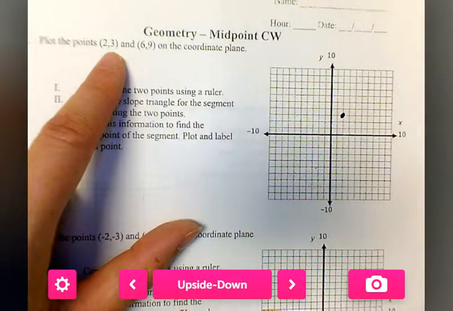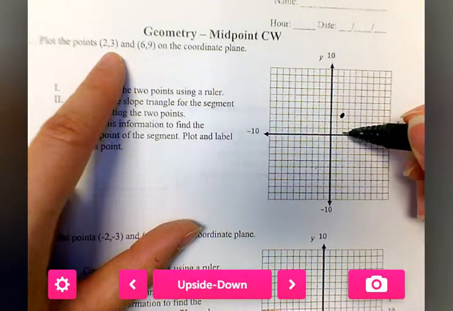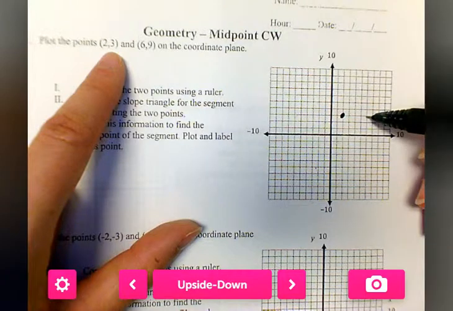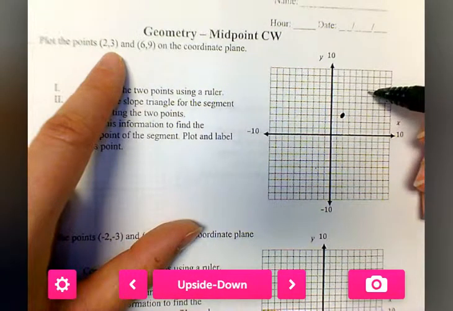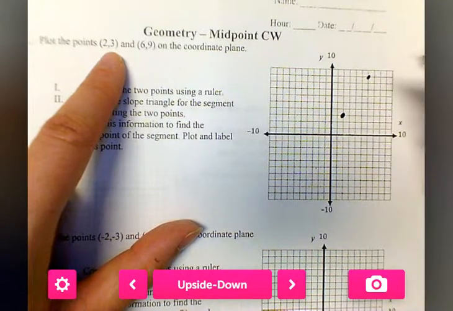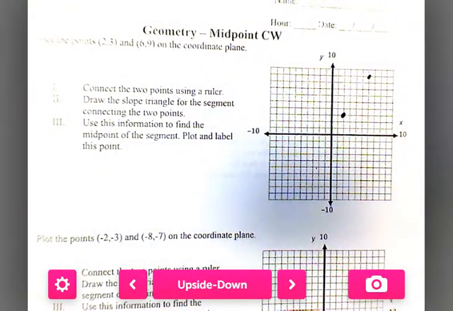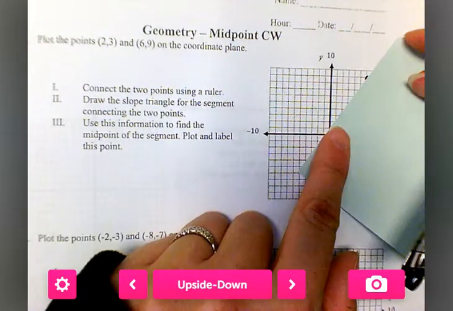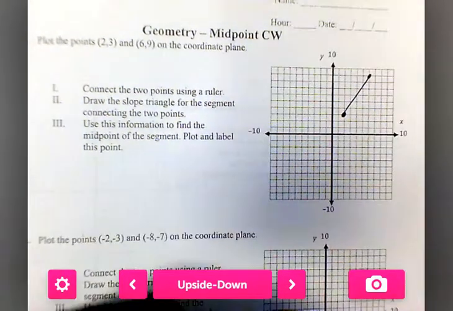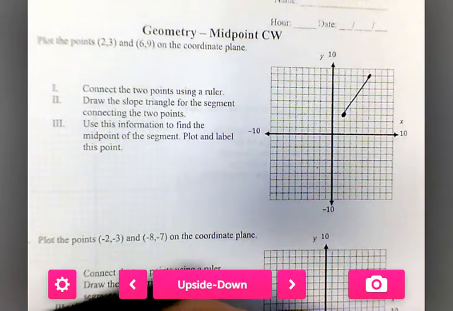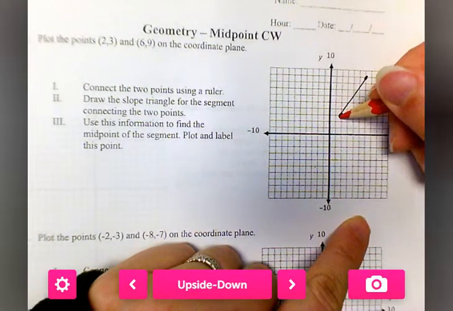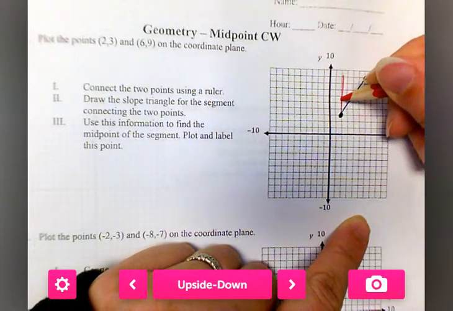Okay? And then I'm going to go to the right 6, 2, 3, 4, 5, 6, up 9. 3, 4, 5, 6, 7, 8, 9. And I'm going to draw, just try to draw as straight as possible. And then we're going to kind of make a triangle here.